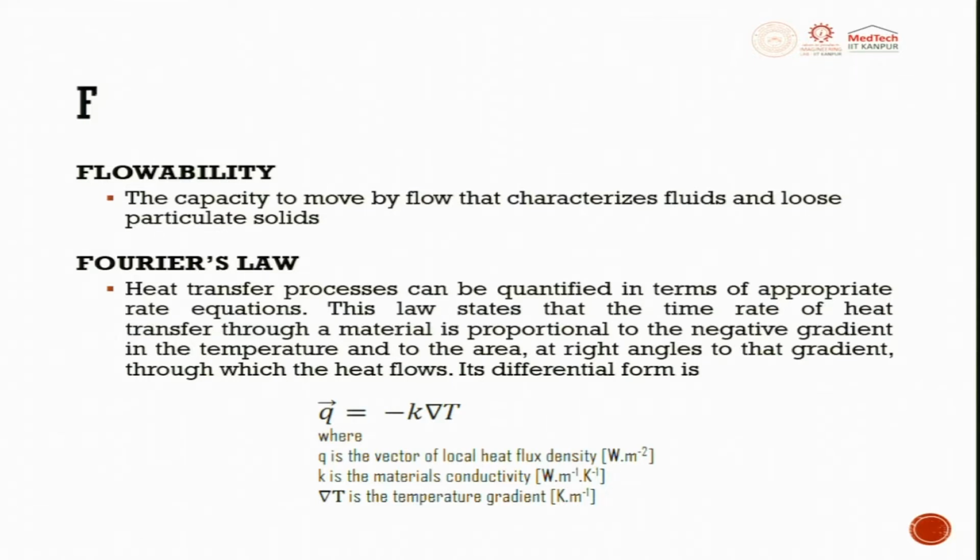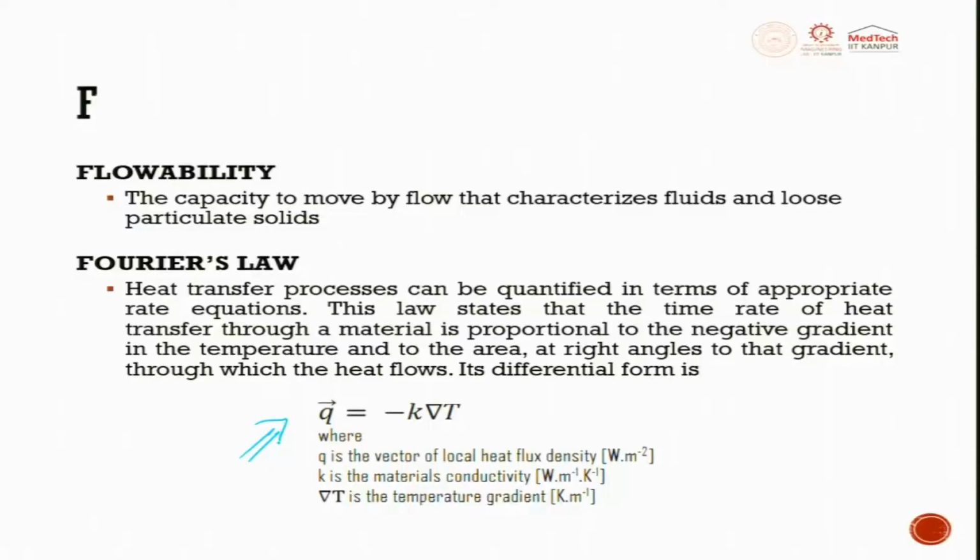In all metal additive manufacturing, there is always heat transfer. So, we will always try to start with Fourier's law. Heat transfer processes can be quantified in terms of appropriate rate equations. This law states that the time rate of heat transfer through a material is proportional to the negative gradient in the temperature and to the area at right angles to that gradient through which the heat flows. So, this is called Fourier's law.